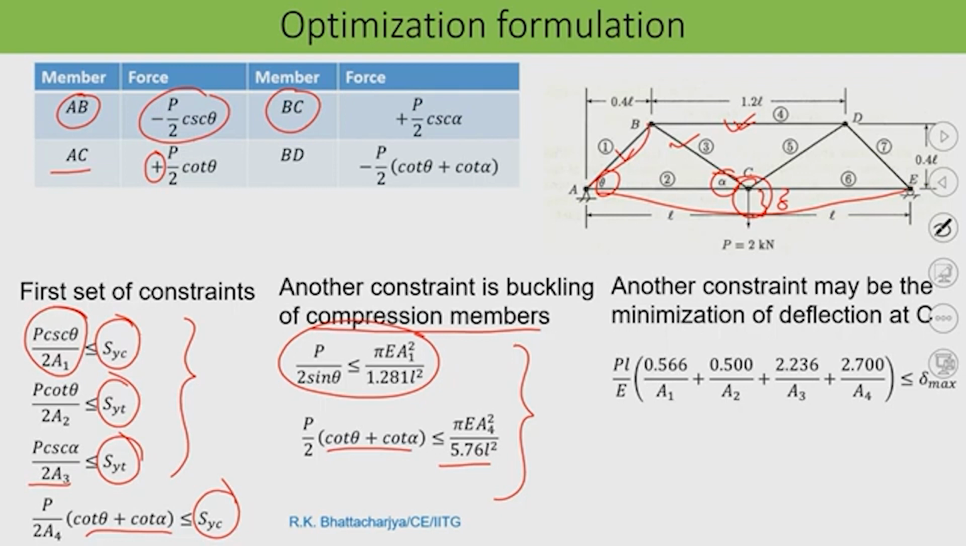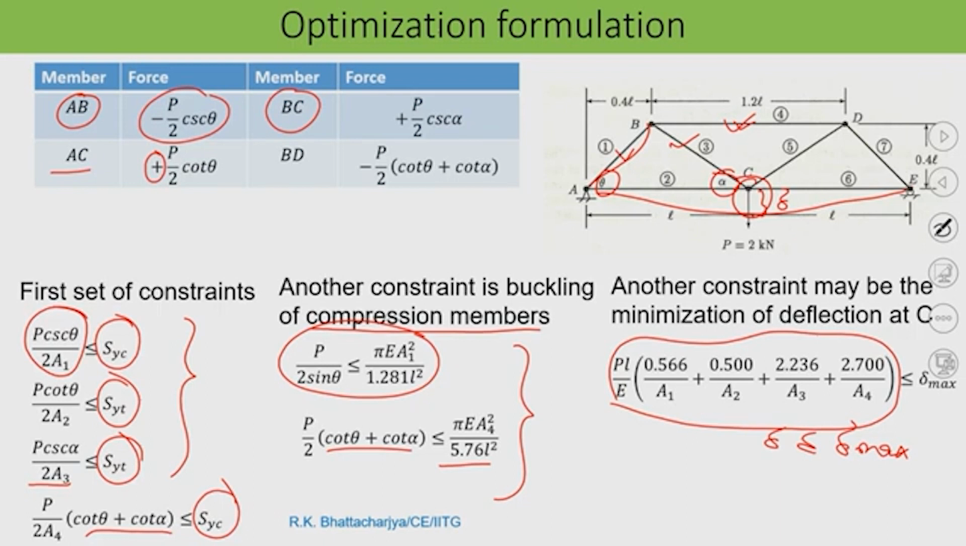Now, what I can do is put another constraint which will give you the deflection, calculated at point C here. The deflection is PL by E within bracket 0.566 divided by A1 plus 0.5 by A2 plus 2.236 divided by A3 plus 2.700 divided by A4, and this is the deflection. This will give you the deflection at point C. Okay. So, you can say delta, and this delta should be less than or equal to delta max. So, I can put this constraint also.